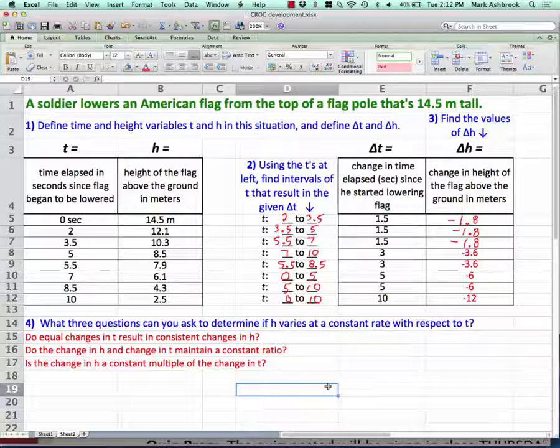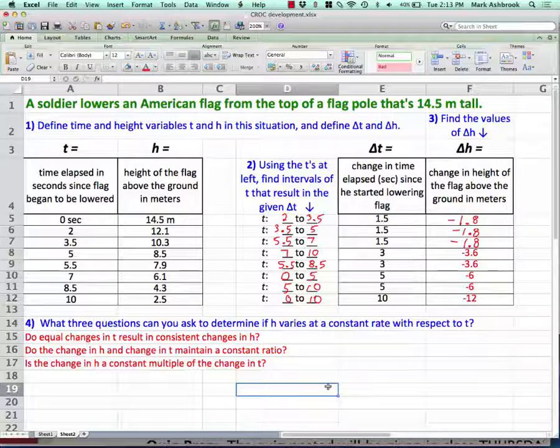The first one I have written is, do equal changes in T result in consistent changes in H? Yes or no? And how do you see that? Every time delta T is 1.5, what happens to delta H? The flag goes down 1.8 meters every time 1.5 seconds goes by. Every time 5 seconds goes by, how far does the flag go down? 6 meters. The change in H is negative 6. So we can't test every possible value, but with all the data we have, it sure seems like, yes, equal changes in T result in consistent changes in H.